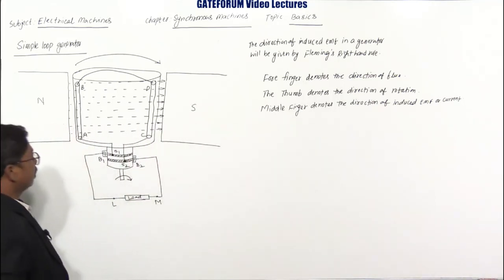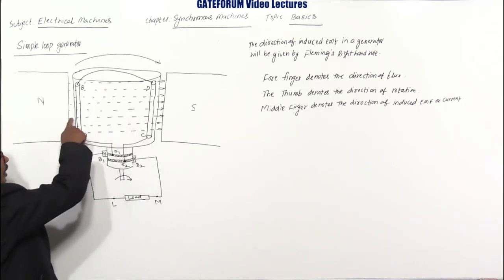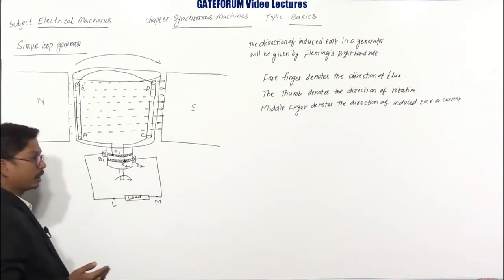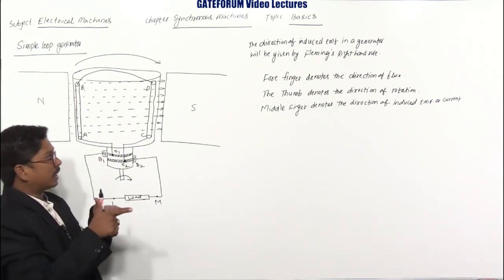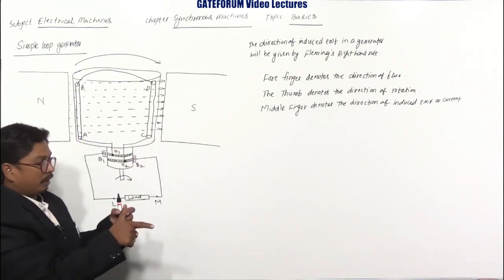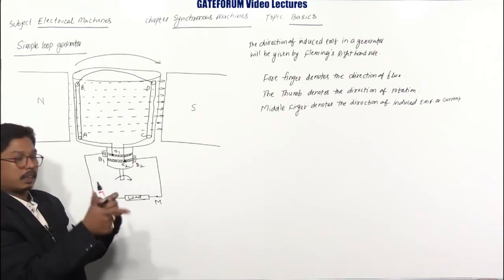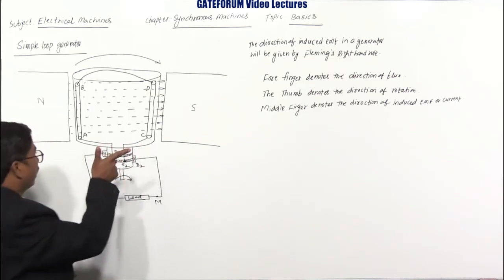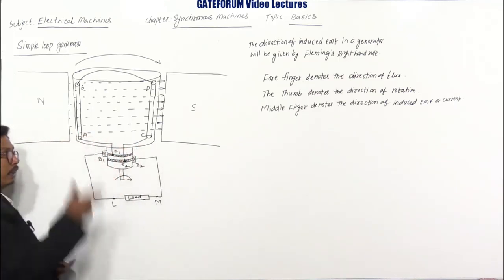So according to that, show the forefinger in this direction in conductor AB. Conductor AB is moving in the upward direction, conductor CD is moving in the downward direction. So the forefinger denotes the direction of flux, this is the direction of flux, and the thumb denotes the direction of rotation of the conductor, and the middle finger denotes the direction of induced EMF. So in conductor AB the current is moving in the inward direction, right?